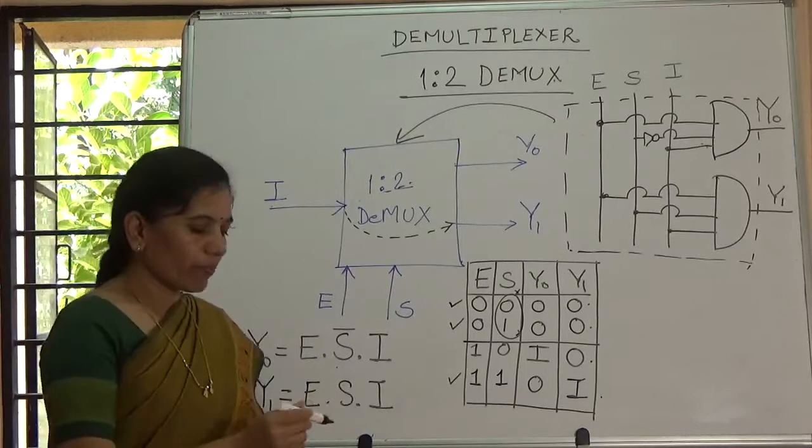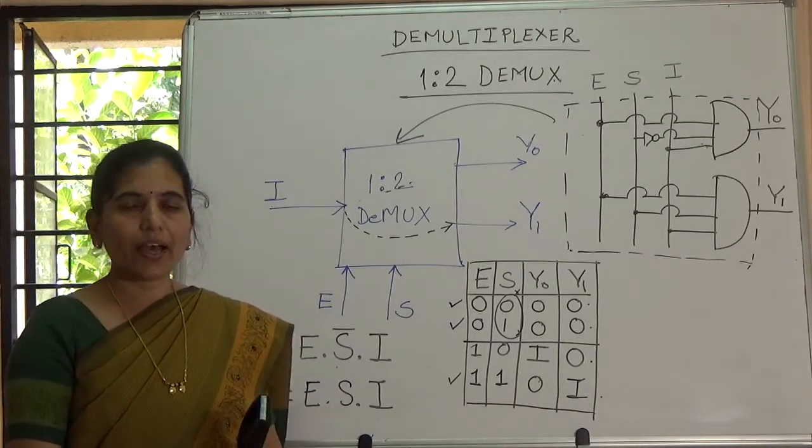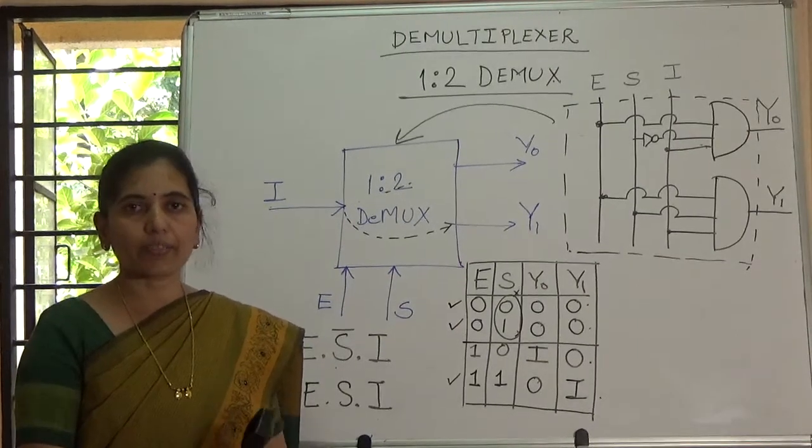In this way we can implement any demultiplexer using basic gates, and in the following video we will learn a 1:4 demultiplexer. Thank you.